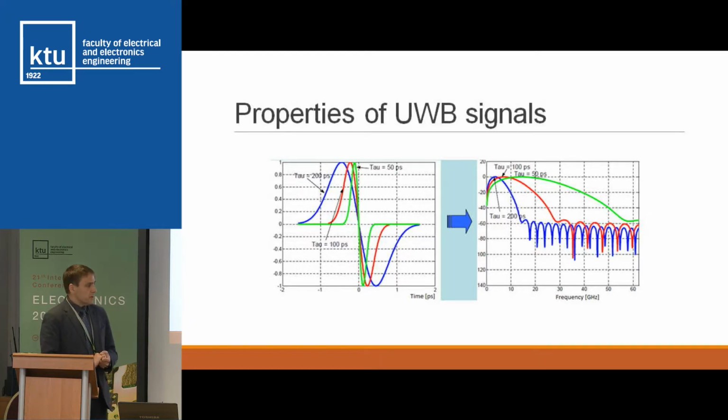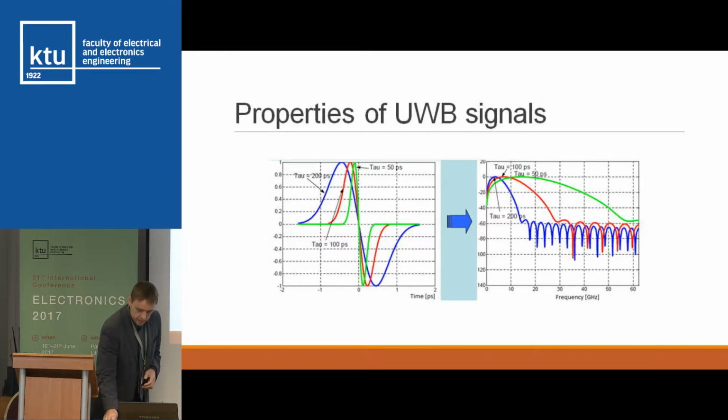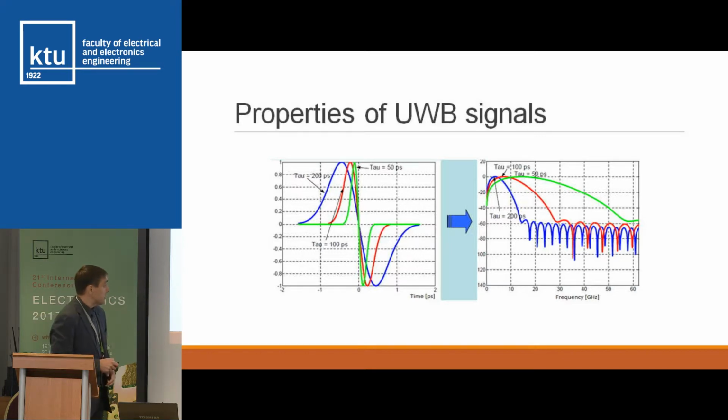So a few words about ultra-wideband signals and radars. Conventional radars are using continuous wave, like CW radars or Doppler radars, generating a carrier. And the reflection from the object will then be detected and analyzed. Ultra-wideband radar works in a different way. Instead of generating a carrier, we are generating a single impulse, as short as possible.